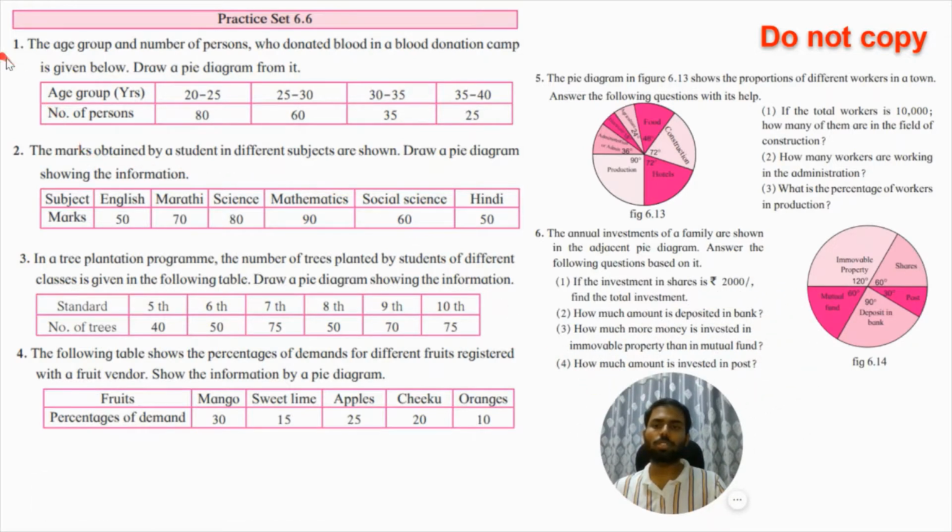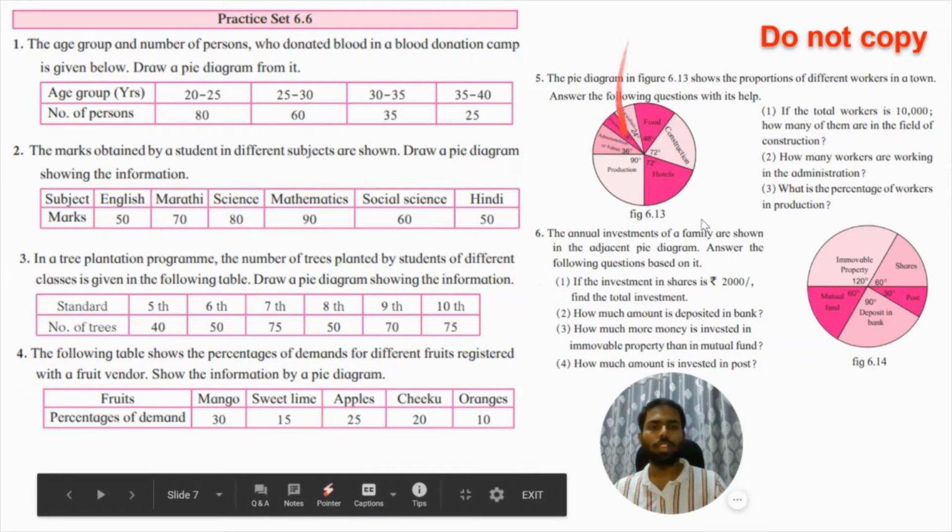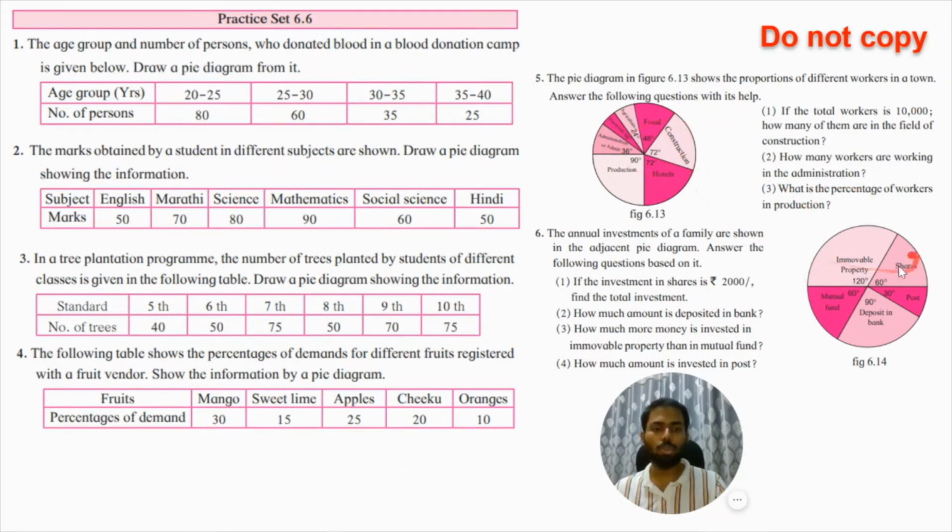There are a total of 6 questions: 1, 2, 3, 4, 5 and 6. In the last two questions they have given the pie diagram to you in the question itself, and they've asked a few questions based on those pie diagrams. These two questions have been omitted from your syllabus for this year because of the lockdown.